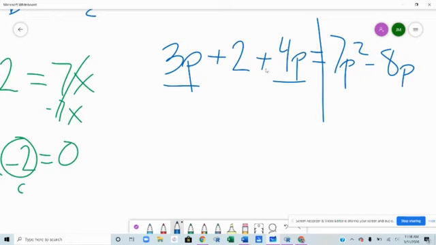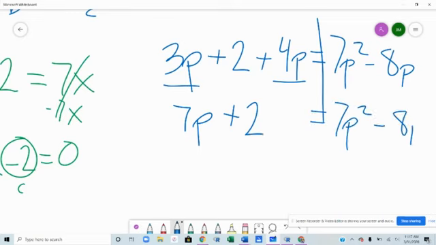So I have 3p plus 4p. Those are like terms that need to get combined. 3p plus 4p is 7p. And then everything else just needs to come down because I didn't change anything to it. Now you can work on moving both of these terms, and you can do them in the same step.